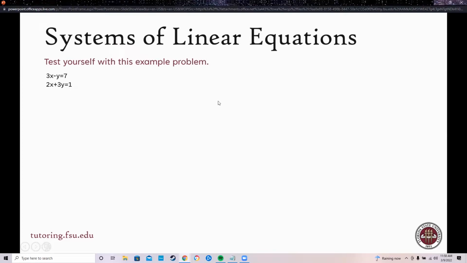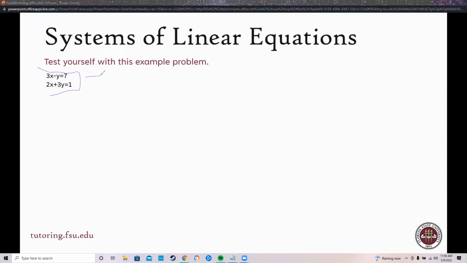So let's test ourselves by doing a few examples so that we can really hammer this method home. Here we have two equations and two unknowns, x and y. Therefore, I know I can solve for x and y explicitly here. If I solve for y, I can get y is equal to 3x minus 7.